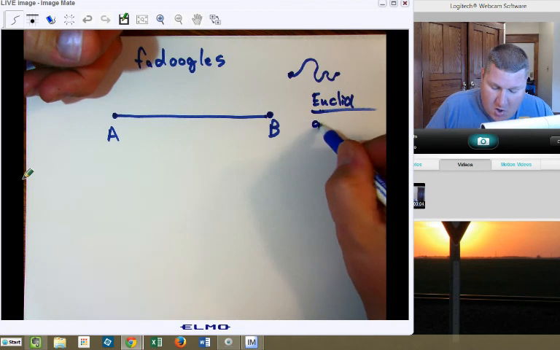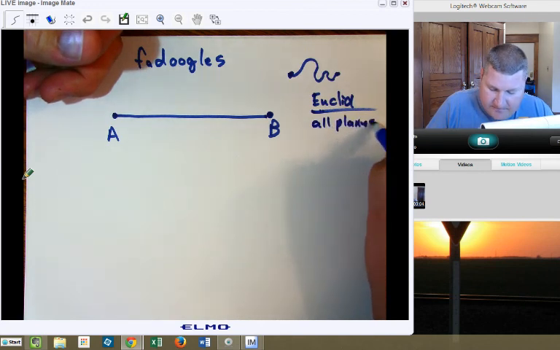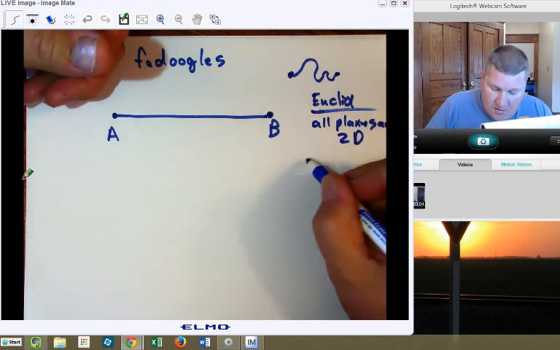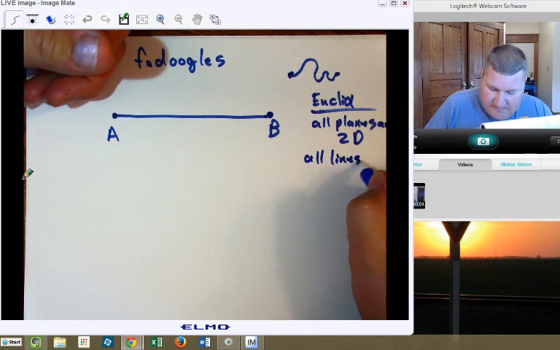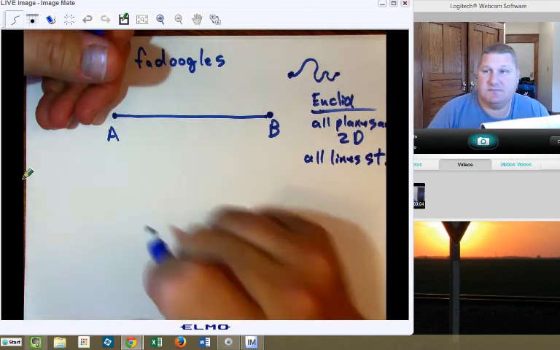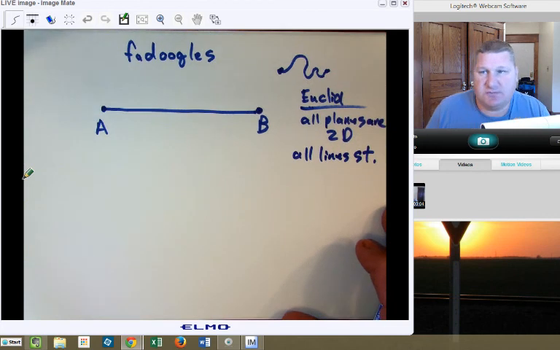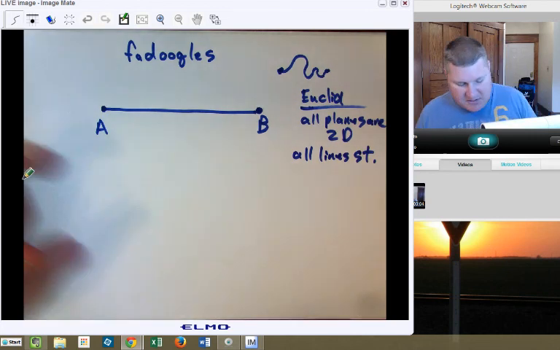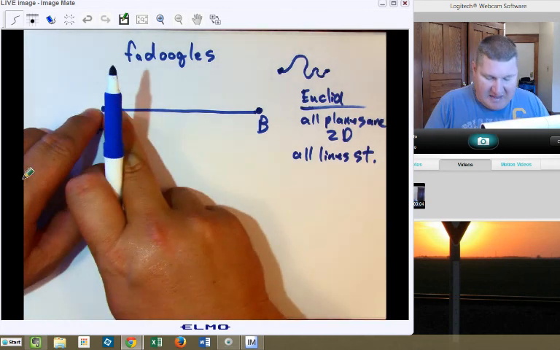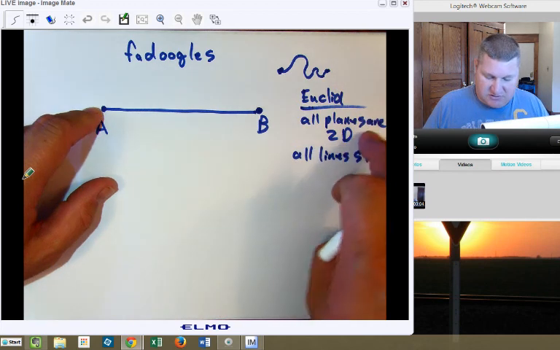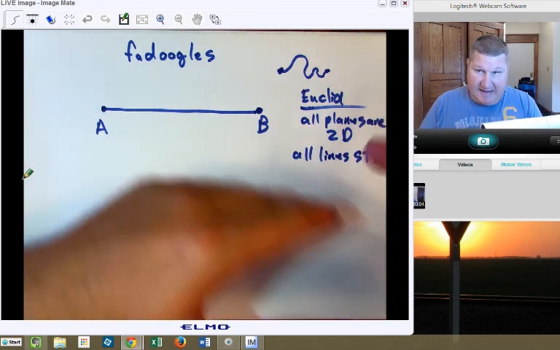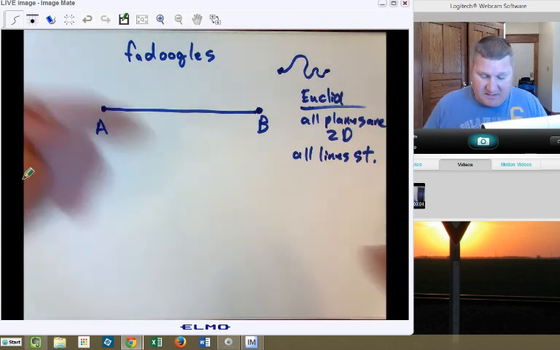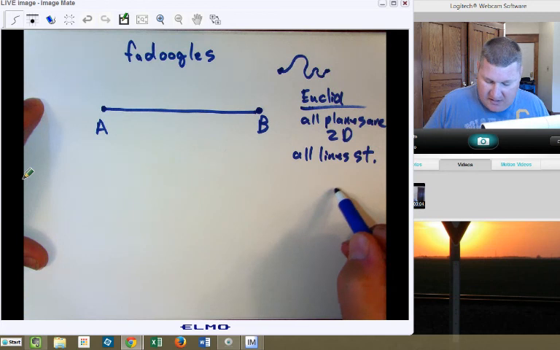First of all, all planes are two-dimensional. All lines are straight. Now, there are some other assumptions that we're going to have to make, but we'll get to those in just a second. So, you can't curve this line because all lines are straight, which, by the way, those two go hand in hand, because if the plane is not two-dimensional, then indeed you can have a curved line.